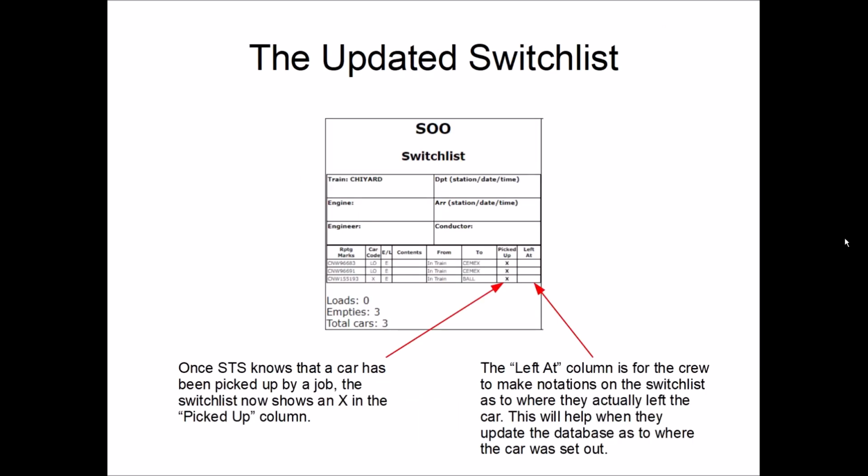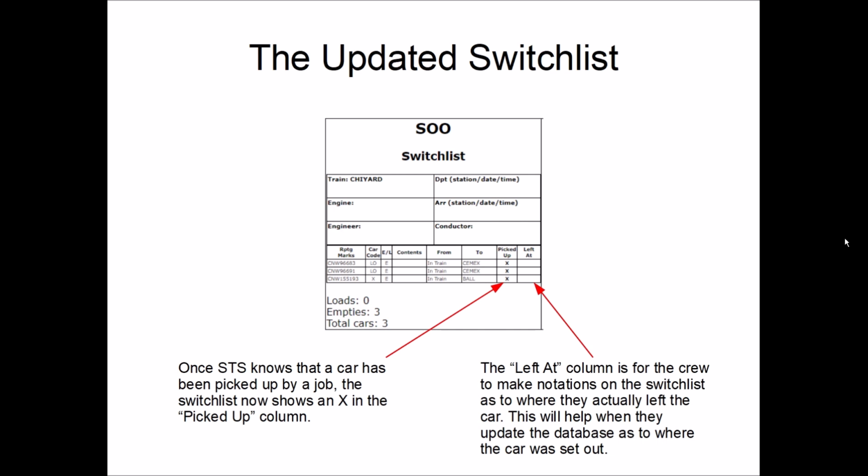If you go back and look at your switch list again after you've picked up all those cars, you can see there's an X in the picked up column. The left at column, if you print this out, is for the crews to make a note as to where they left that car, so when the job terminates, you can update STS and let the system know where the car was placed. STS does not assume that cars will be spotted in any certain location, spotted or set out. It needs to be told by the crew where it went.